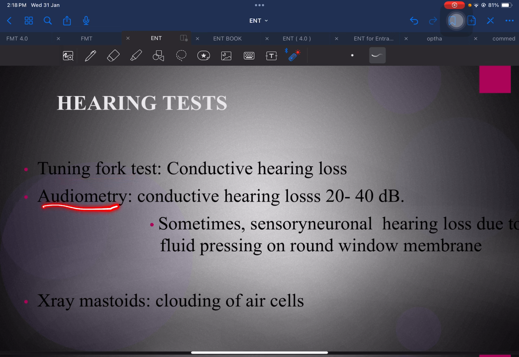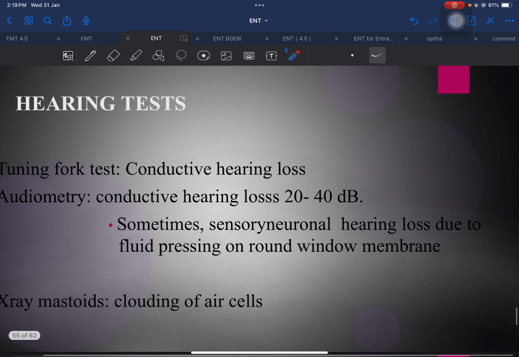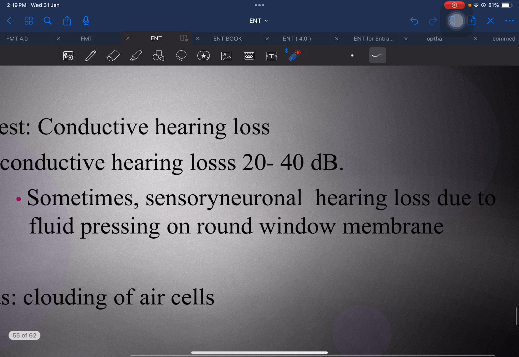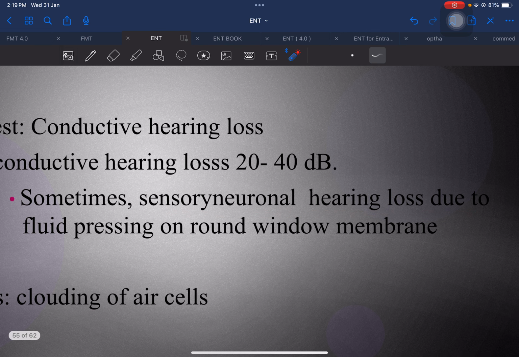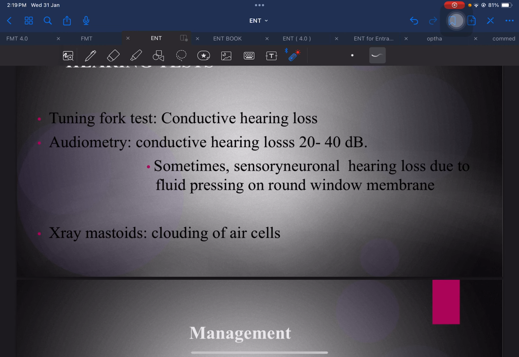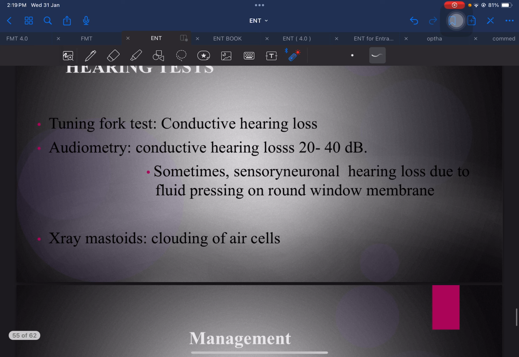And talking about PTA, pure tone audiometry, there will be conductive hearing loss of about 20 to 40 decibels unless there is ossicular discontinuity. If ossicular discontinuity is found, then there will be greater than 40 decibels of hearing loss. As mentioned, sometimes sensorineural hearing loss will also be there due to fluid pressing on the round window membrane. So these are the investigations we can see.